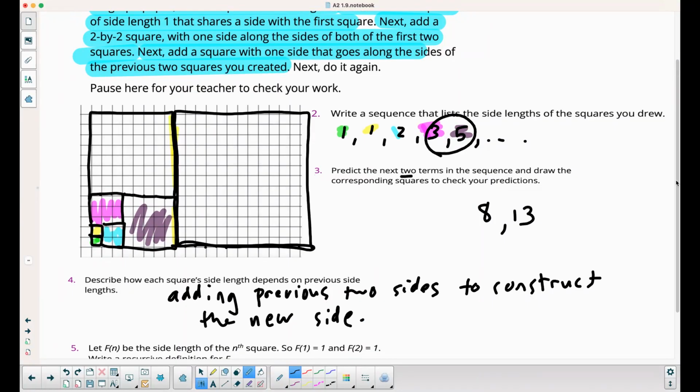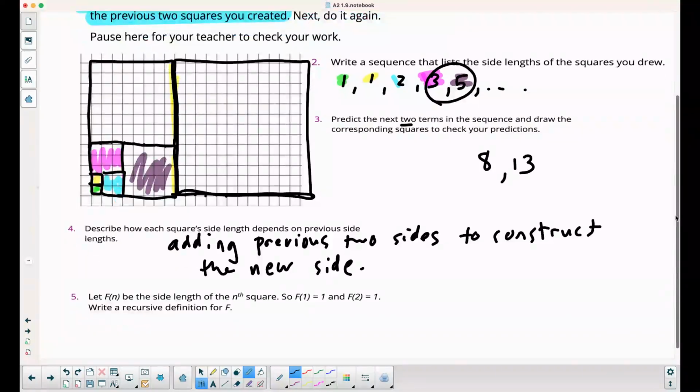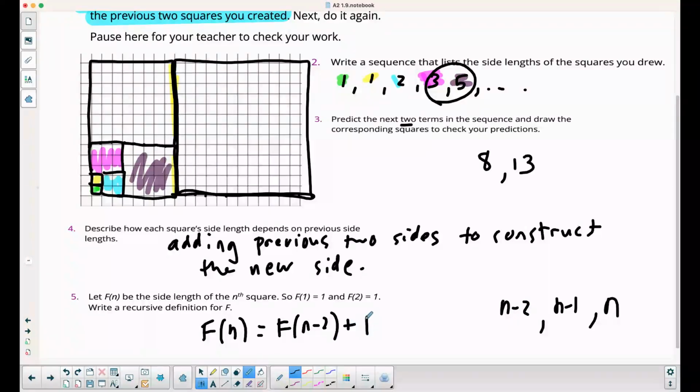Okay. And then the last thing, let f of n be the side length of the nth square. So f of 1 is 1, and f of 2 is 1. Write a recursive definition for f. Okay, so if I want to find the nth term, I need to take the 2 terms before it. Okay, so if the nth term is here, I'm going to count backwards. This is going to be the n minus 1, and that's going to be the n minus 2. So I'm going to have to take f of n minus 2 and add that to f of n minus 1. And that'll give me the nth term.